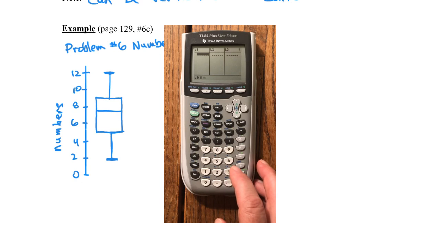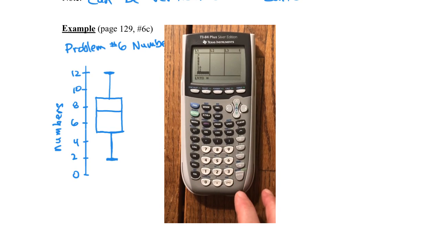So looking at this problem, the numbers were 2, 5, 5, 6, 7, 8, 8, 9, 10, and 12.